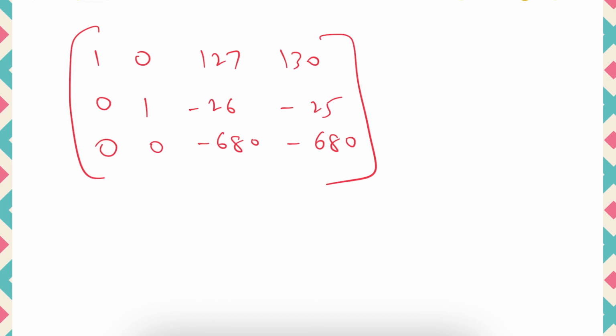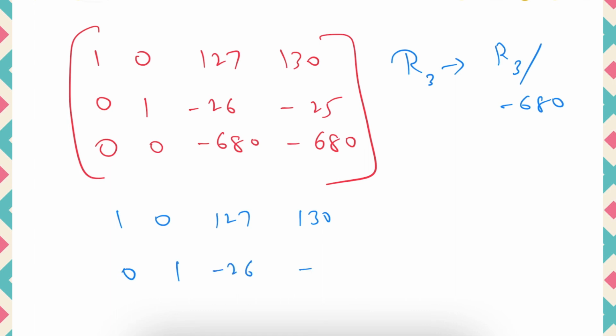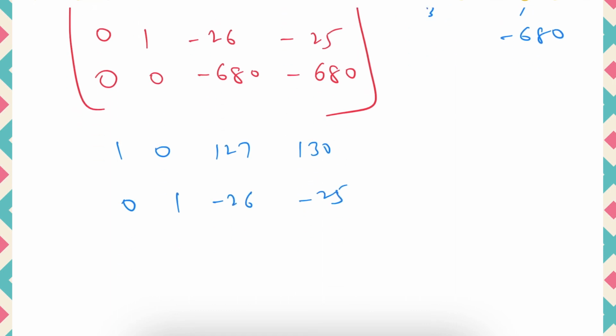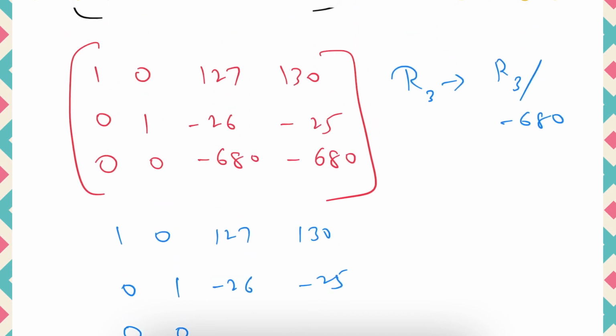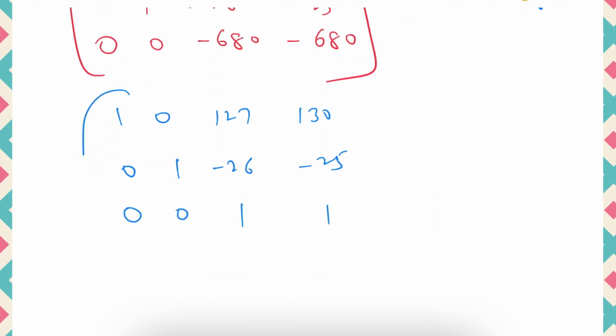Now I will try to change the row 3 first of all. So this total third row, I will divide it by minus 680. Row 3 I will divide by minus 680, because here also minus 680, here also minus 680 is there, so both will get divided, so it will remain with 1 again. So first row as it is 1 0 127 130, and second row as it is 0 1 minus 26 minus 25, and third row will become 0 0 minus 680 by minus 680 1, minus 680 by minus 680 1 again.